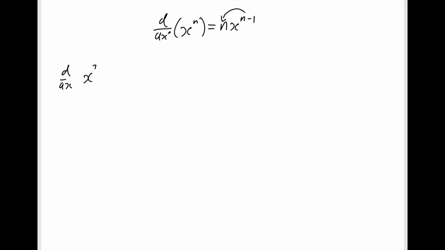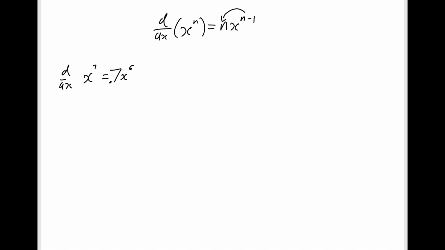So if we just compare this with our general formula, we can see that they're very similar in the sense that n is now substituted as 7. So if we just look at our rule over here, we're going to have 7 times x to the 7 minus 1, which is 6.